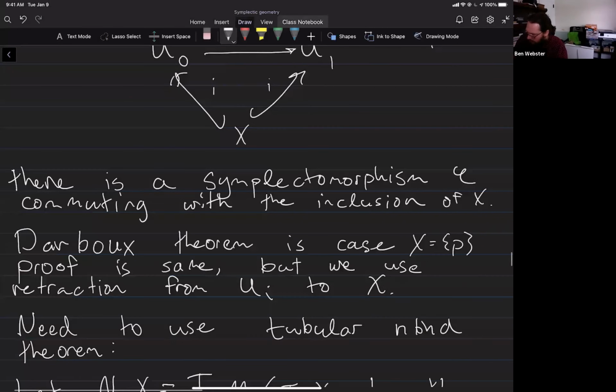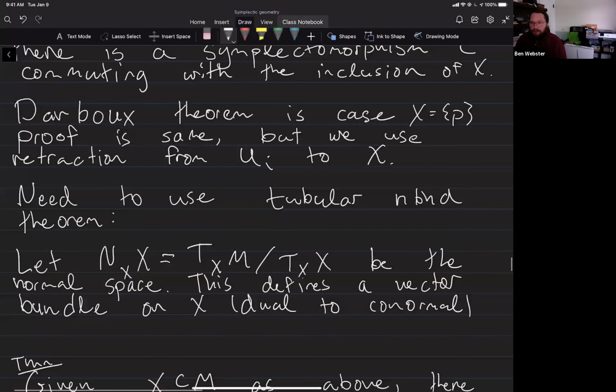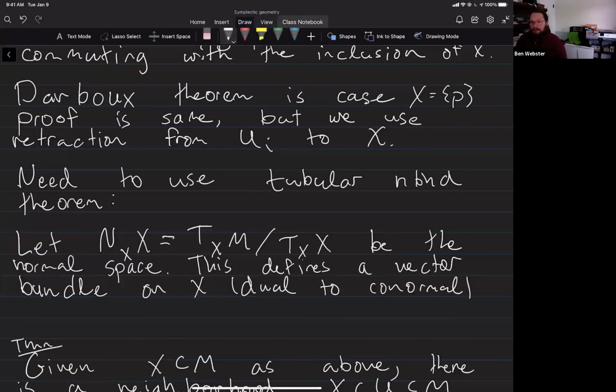One thing that's worth noting here: a little neighborhood around my point looks like a little neighborhood around the origin in the tangent space. So in particular, I can choose an open neighborhood that's contractible. In this case, I want to look at a neighborhood around all of X. And there's a nice answer for what that neighborhood looks like, given by what's called the tubular neighborhood theorem.